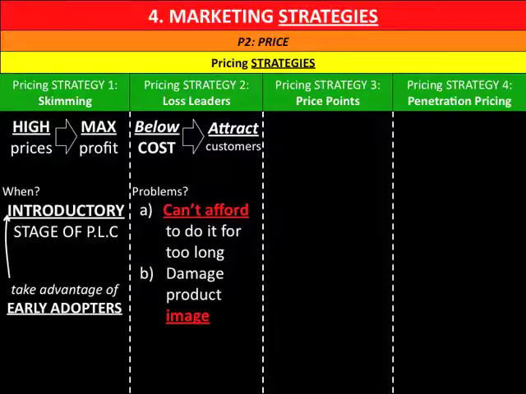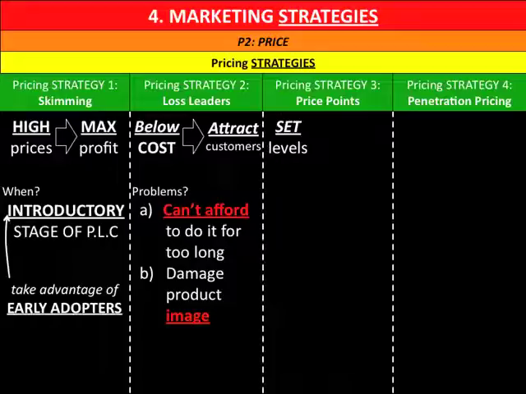The other problem is that it might damage a product image. So you might have such low prices, and then people look at it and go, oh, well, it must be rubbish then. Right? So that becomes an issue as well. So you don't really want to damage your product image. You want to let people know that, all right, yeah, you're getting a bargain here because of below cost price.